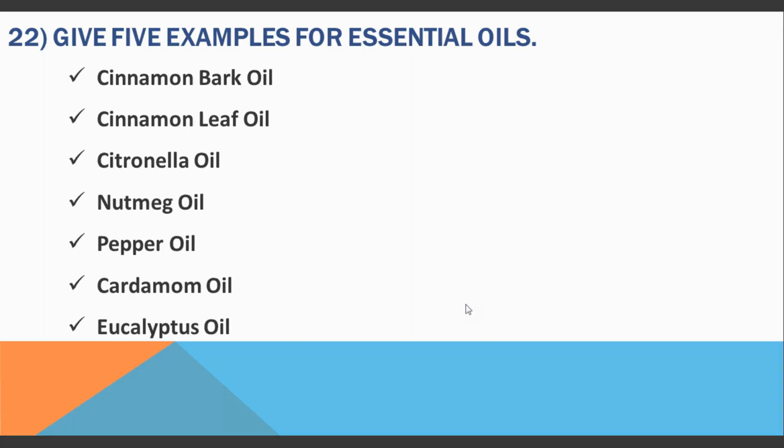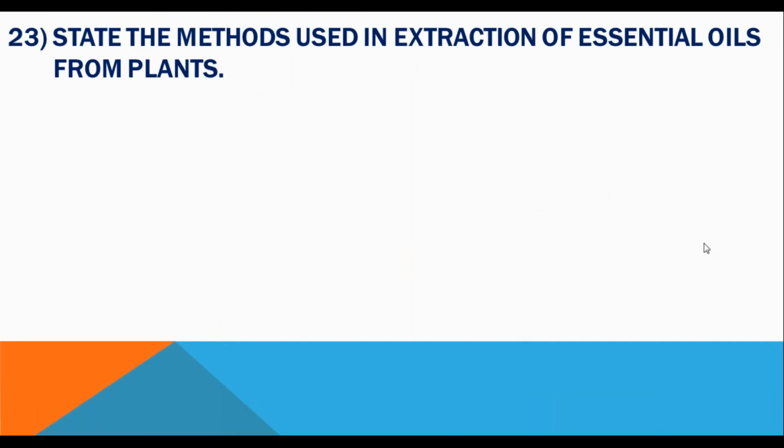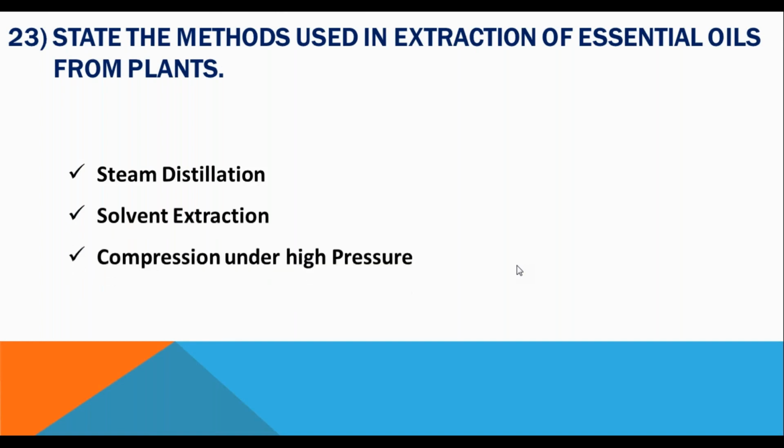Next we come to question number 23. State the methods used in extraction of essential oils from plants. There are three methods used: steam distillation, solvent extraction, and compression under high pressure.